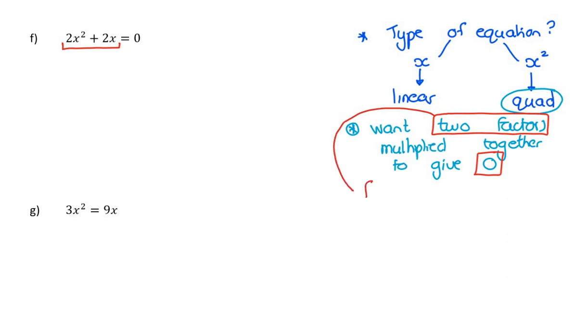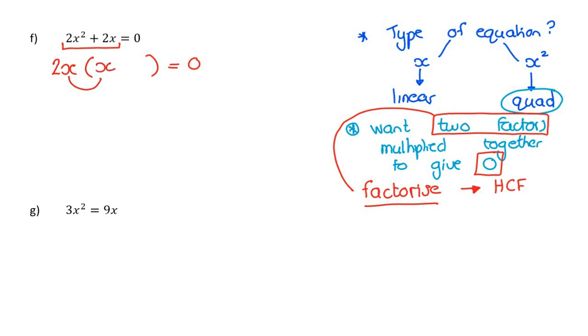And that is factorizing. That's why we learn factorizing. So in order to make this into a product of 2 factors, I'm going to factorize. Now what's the first step when I factorize? A highest common factor. So if I have a look at that left-hand side, my highest common factor is 2x, and what's left behind?